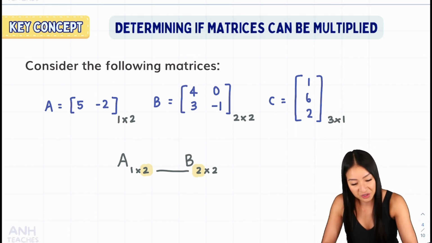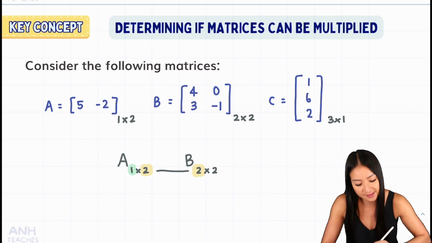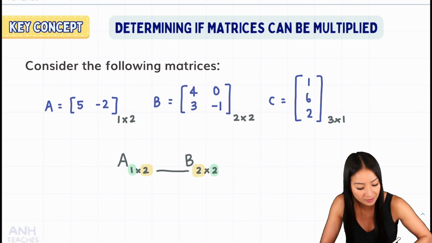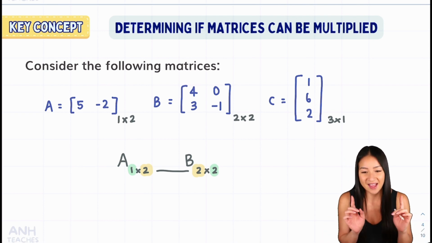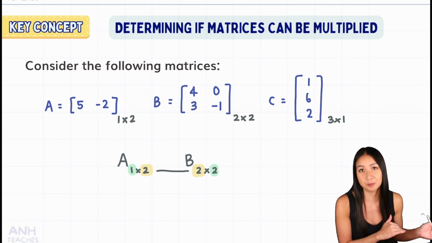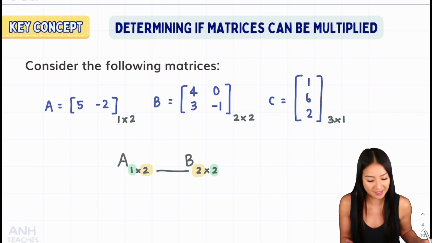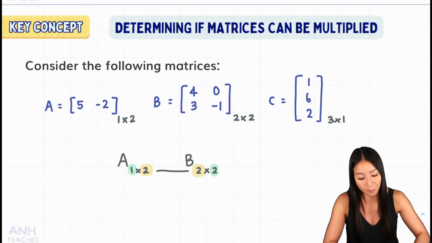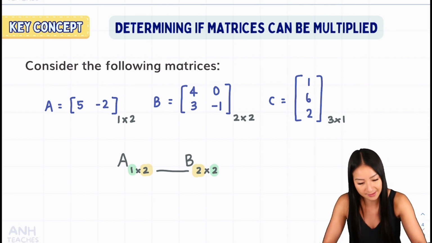Another thing that you may find useful is that the outside values, so the number of rows in the first matrix and number of columns in the second matrix, those 2 values give us the dimensions of our final product after we actually multiply the matrices. So if I multiply matrix A by B, I'm going to end up with a 1 by 2 matrix.